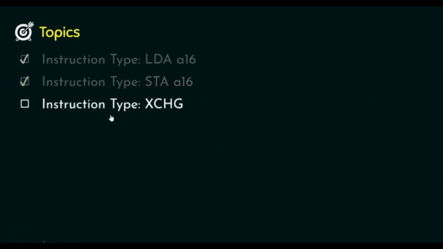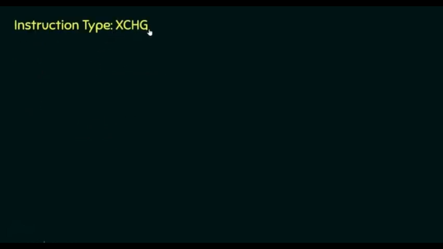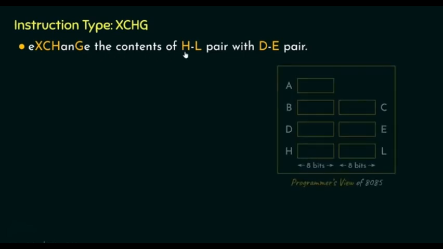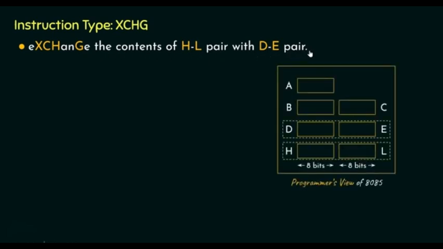Let's now learn about the instruction type XCHG. Now coming to the instruction type XCHG, you might be wondering, we haven't mentioned any register, neither have we mentioned any address or data within this instruction. So what does it do? Well, it stands for exchange the contents of HL pair with DE pair. Remember, it will only work between these two register pairs. Neither is it going to work with BC and DE, nor is it going to work with BC and HL. Only DE and HL.